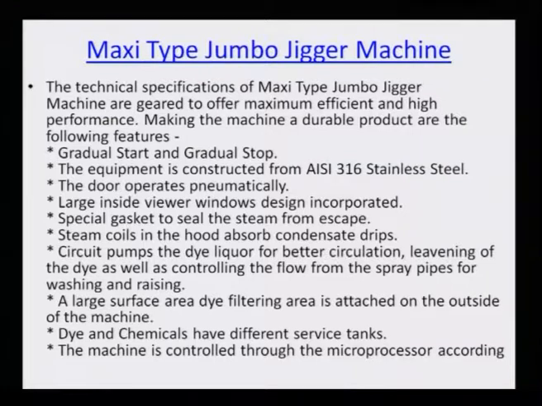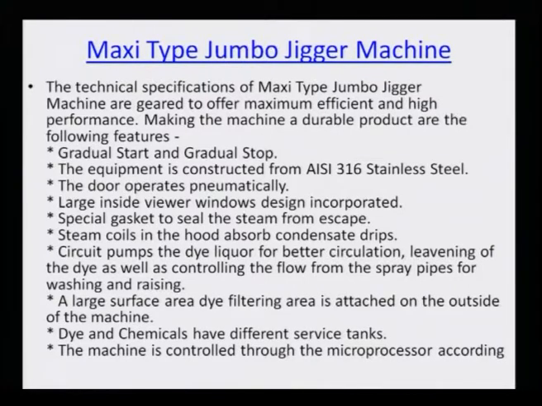In most of the open jiggers, a lot of steam is lost because the system is open. Although the dye solution is being heated up, as the vapor rises, it escapes into the atmosphere. But in this kind of jumbo jigger machine, the steam of the hot solution of the dye is in contact with the fabric all the time. It is not escaping, and the steam coils in the hood absorb the condensate drip. So, again it is going back into the same solution, nothing is being wasted. This gives an advantageous situation for the dyer, and this is the most popular machine. The jigger machine is one machine which every dye house will have.